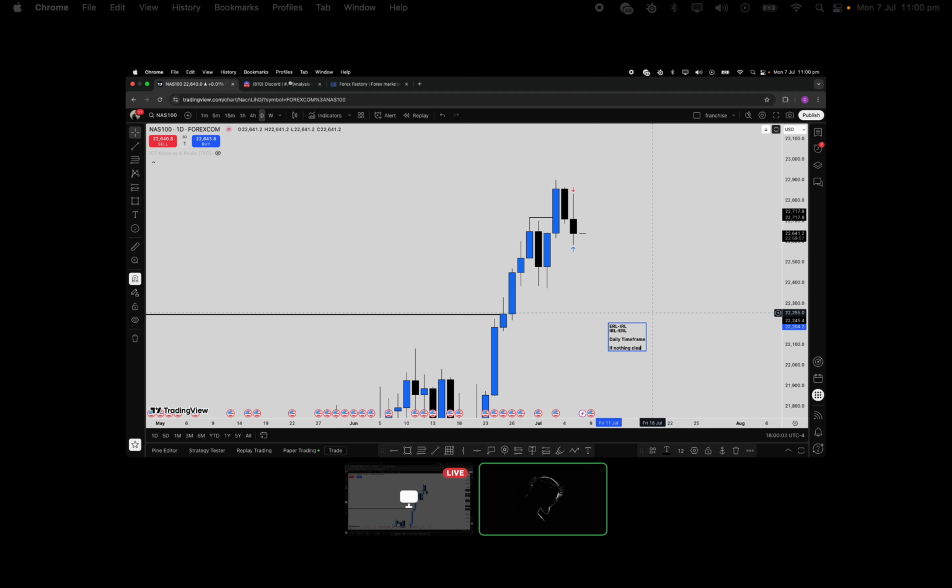If nothing clear on daily, use H4 or H1. That's what we need to focus on. But here, take out the buy side. Obviously on Friday there's no daily bias as there's no gap. So you'd be using the 4-hour as your bias.